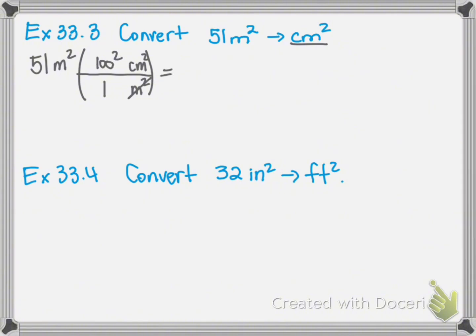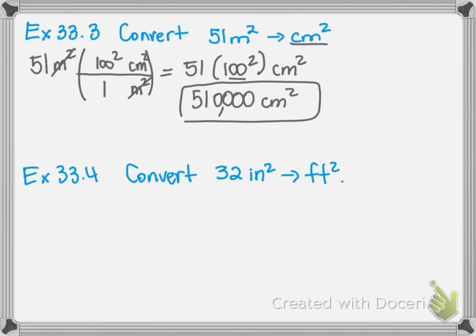So in this case, again, the meter square cancel, and my answer is going to be 51 times 100 square, and then centimeters square. And again, since this is an easy one, I can simplify. Notice that this is 100 square, and 100 square is 10,000. So I just multiply 10,000 times 51, which is 510,000 square centimeters. But again, it's okay if you also leave it like this. Let's look at the next example.